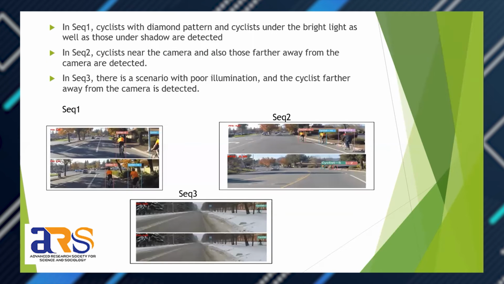These are some sample image sequences: sequence 1, sequence 2, and sequence 3. In sequence 1, it identifies different cyclists, some with a pattern of shirt and some with no pattern. In sequence 2, it identifies the cyclist near the camera as well as further away from the camera. In sequence 3, the image quality is very poor, with poor illumination, and the cyclist is further away from the camera. In that case also it can detect the cyclists.